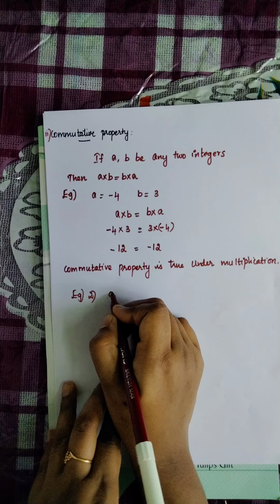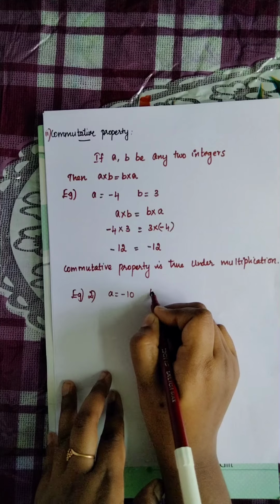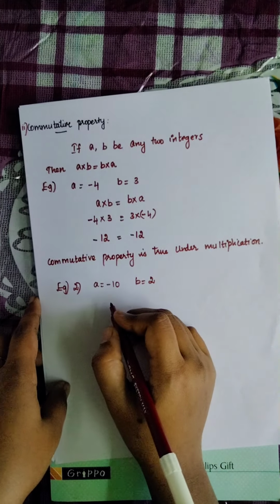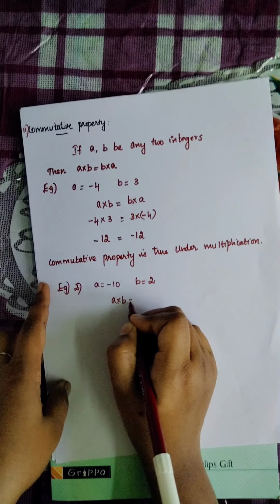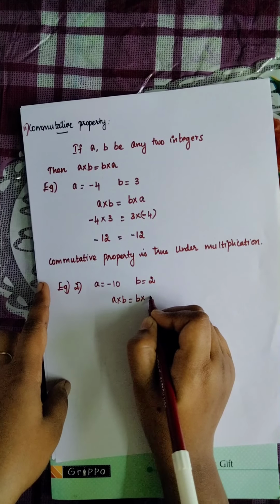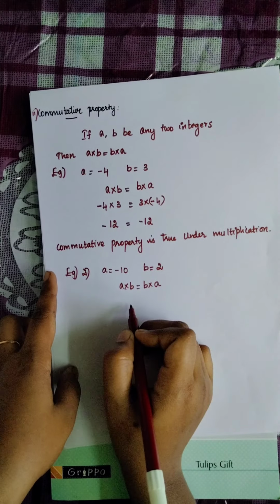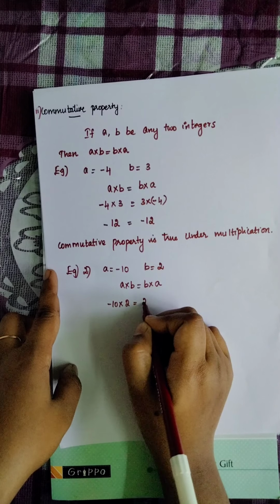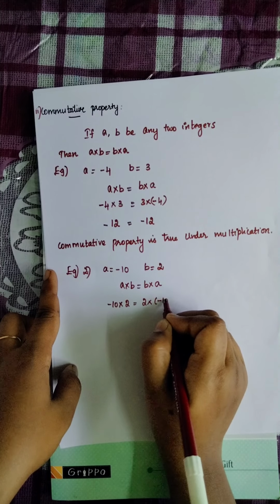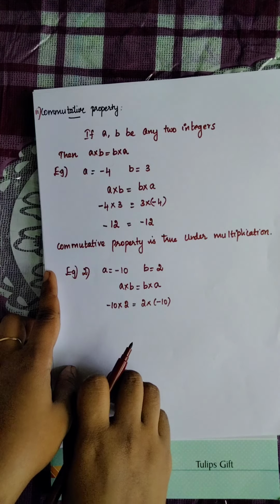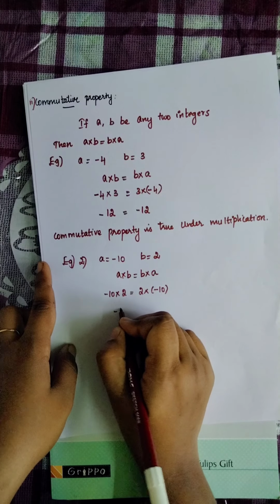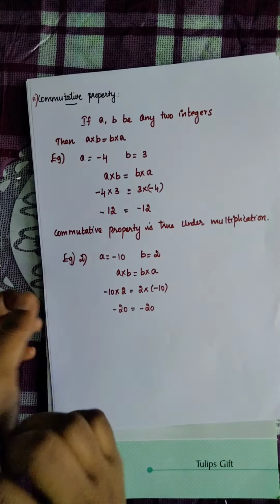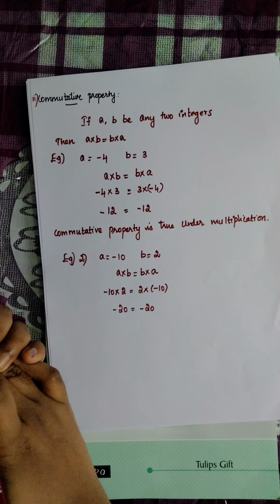Value for a is minus 10. Value for b is 2. What do we want to do? a into b is equal to b into a. Substitute the a and b values here: minus 10 into 2 is equal to 2 into minus 10. What is minus 10 into 2? Minus 20. 2 into minus 10 is also minus 20. Are both the answers the same? Yes, we are getting the same answer.